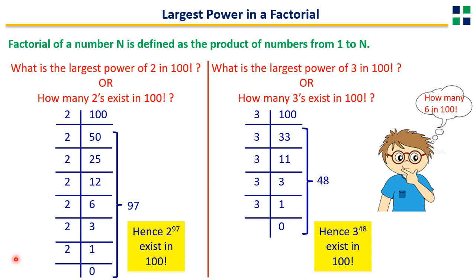Okay, now how is the number 6 formed? When 2 and 3 get multiplied, we get a number 6. What is the count of 2 in 100 factorial? We have only 97 2s. And what is the count of 3 in 100 factorial? We have 48 3s. So when we run out of 3s, how will we form 6? So the maximum number of 6 that can be formed inside 100 factorial is 48. Hence, only 48 6s exist in 100 factorial.